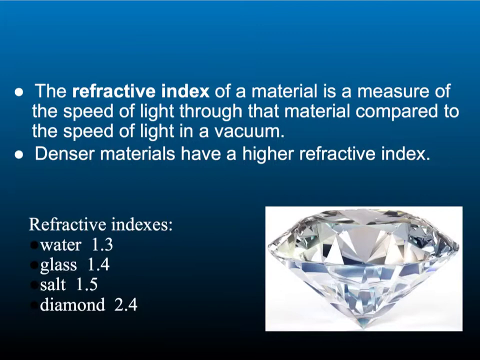The refractive index of water is 1.3, the refractive index of glass is 1.4, the refractive index of salt is 1.5, and the refractive index of diamond is 2.4. This shows us that diamond is a very dense material because it's got a higher refractive index.